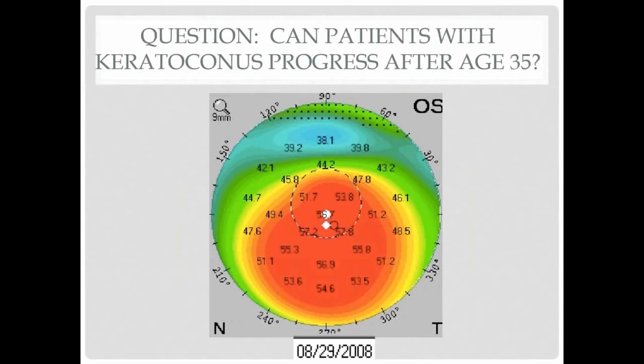Now, so that was a young patient. What about older patients? And the question comes up, well, once patients are in their 30s or 40s, maybe they're pretty stable, you don't have to worry about progression. But actually that's not the case. And I do see lots of progression in patients over the age of 40.